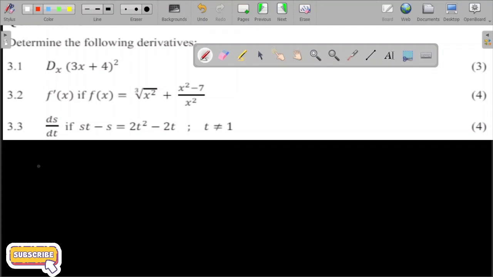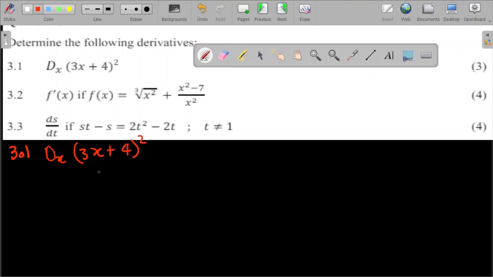Good people, we're still doing the revision under grade 12, for the people who are writing right now in the June 2024 exams. Now we are looking at the rules of derivatives here. So we have 3.1, which is d/dx of (3x + 4) all squared. In order for us to derive this, we must first start by expanding it. So we're going to have d/dx of (3x + 4)(3x + 4).